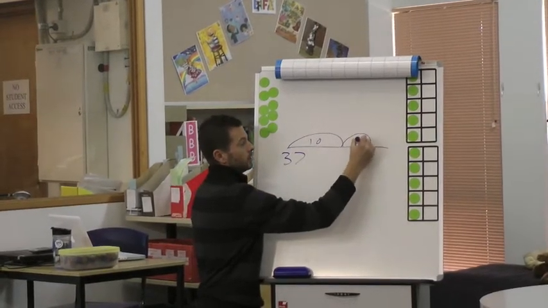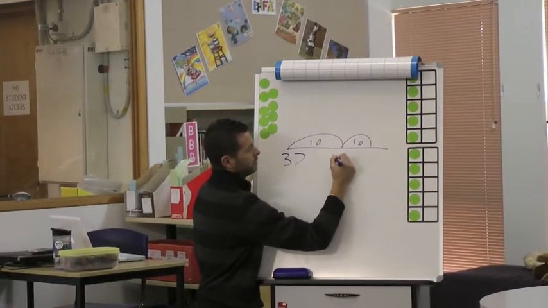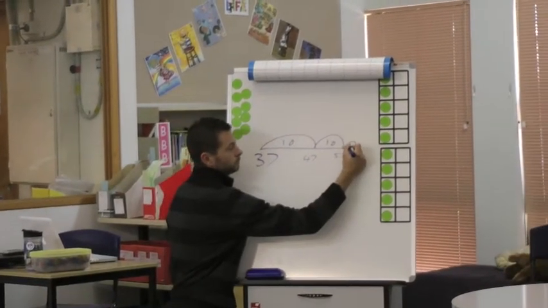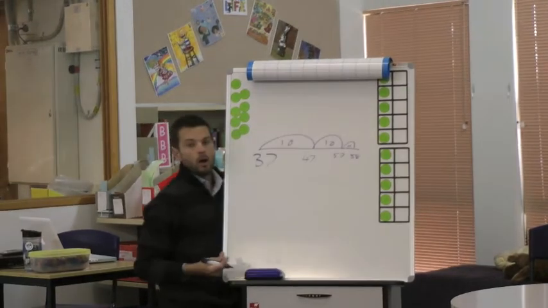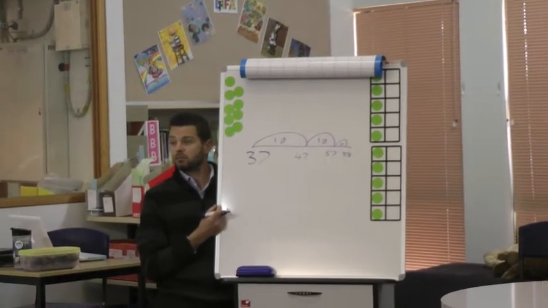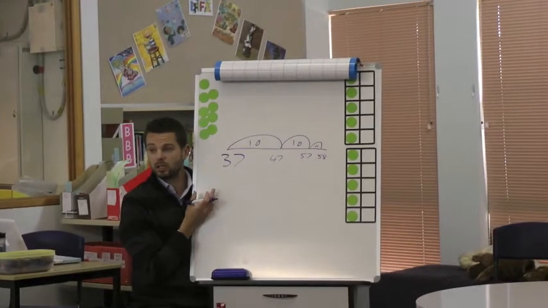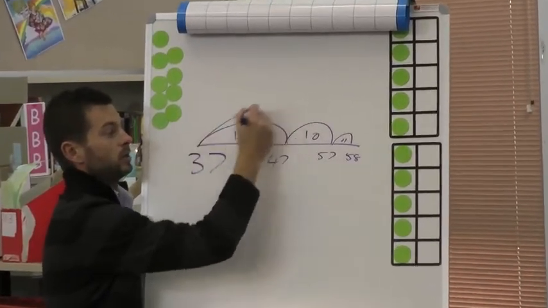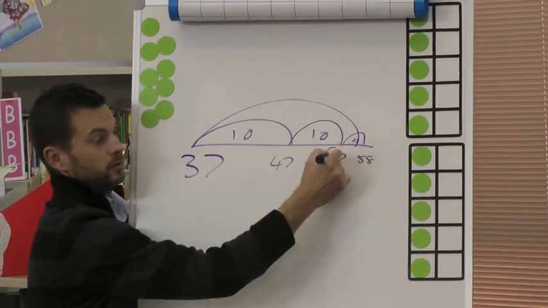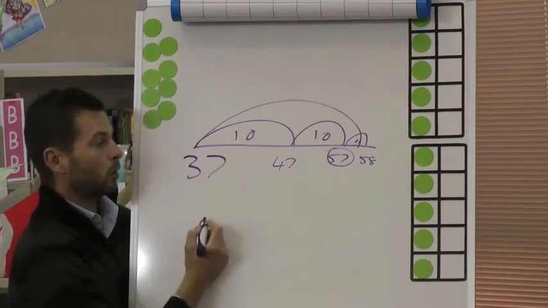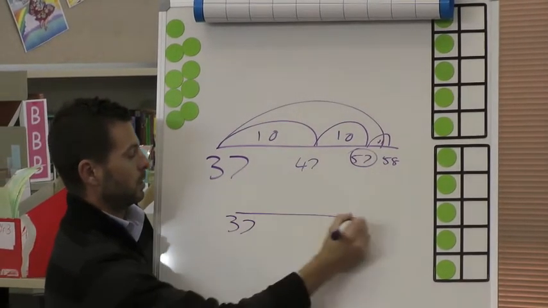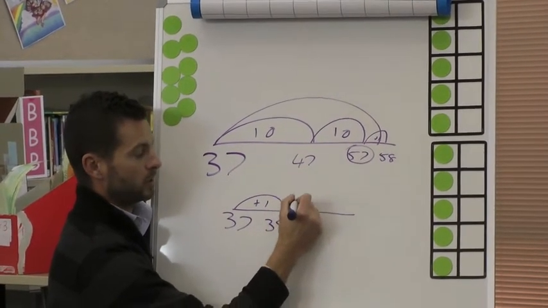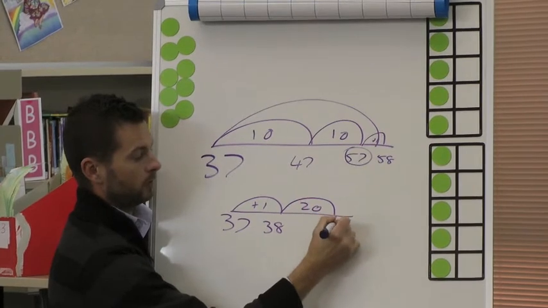Add 10, so I'm going to get 37, 47, 57, then plus the 1, and I get 58. If my child did that, I'd say, can you do it a faster way? Can you see something else? They might go, well, I know the 20, and I can do that straight to 57 jump. They might want to add the 1 first, which is going to be 38, and then I know I just have 20 to go to get me to 58.